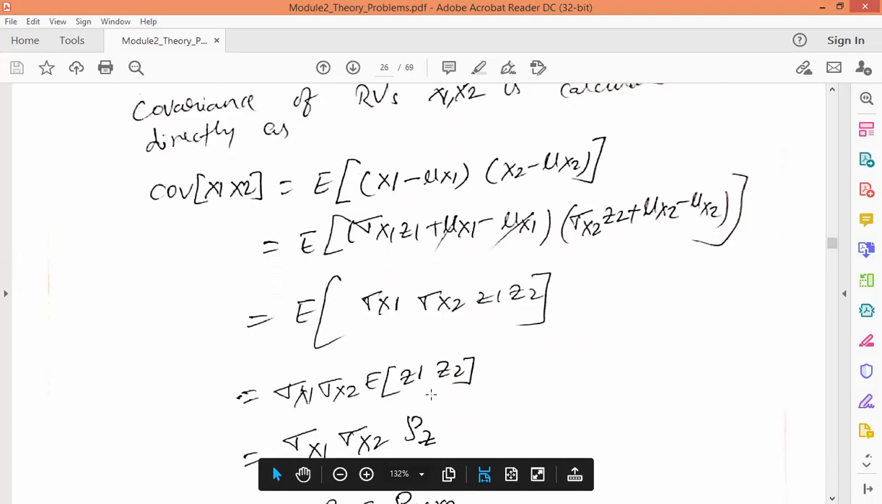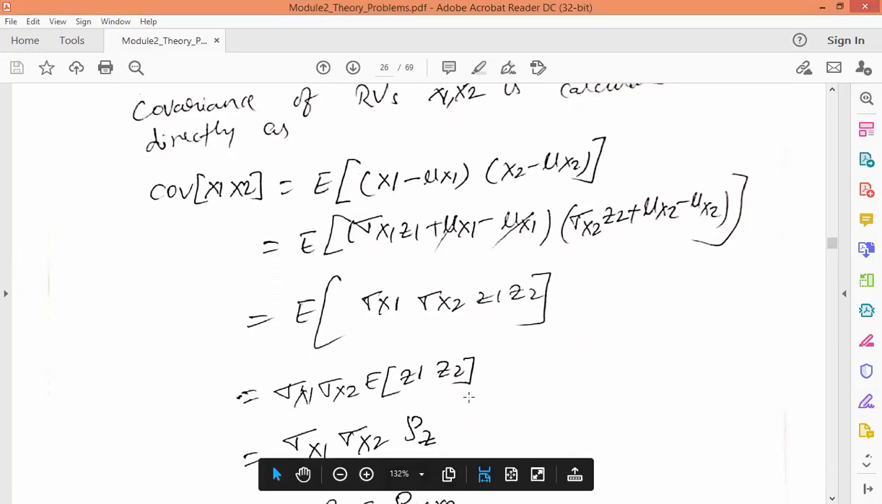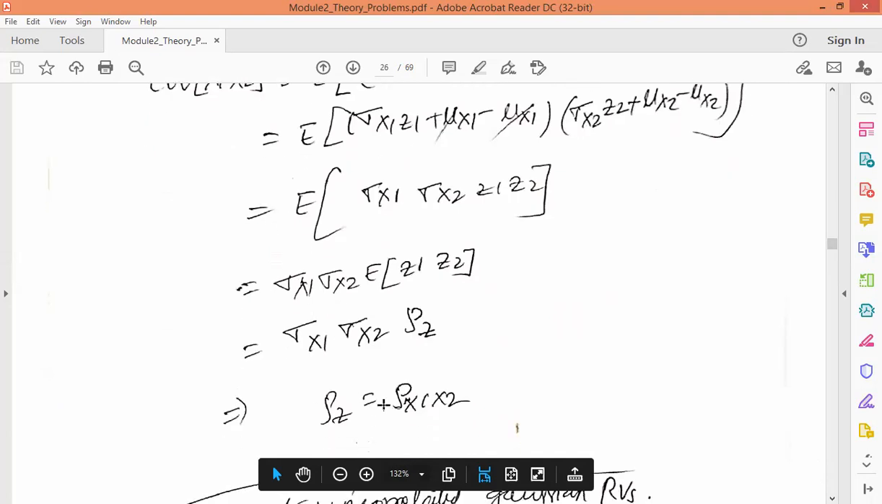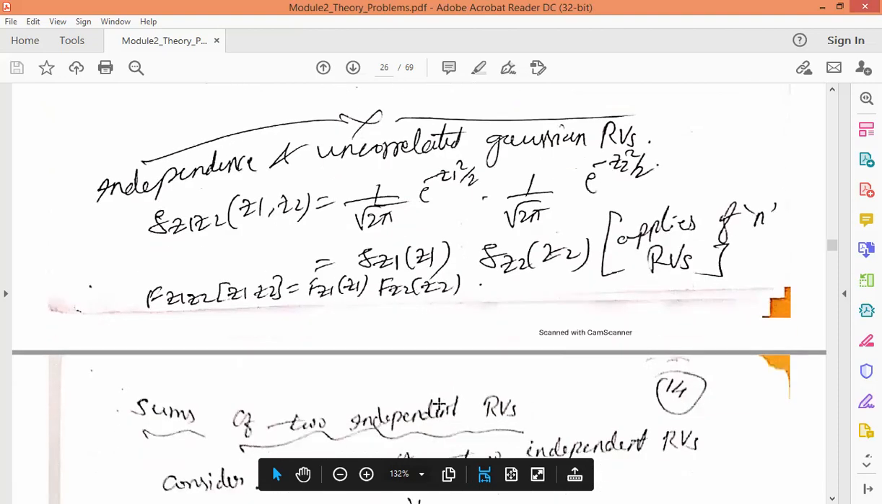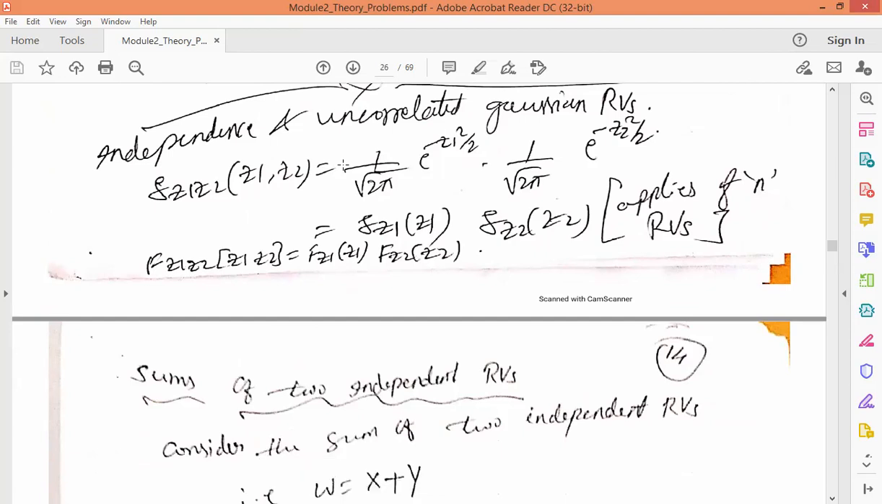But already we have seen this under the discussion of correlation. The expectation of z1 z2 is nothing but rho z. So the final equation for the covariance is given as sigma x1 sigma x2 rho z, where you can write rho z is equal to rho x1 x2. And the next topic is independent and uncorrelated Gaussian random variables. Assuming z1 and z2 are uncorrelated, we can have the value of the correlation coefficient rho z equal to 0.